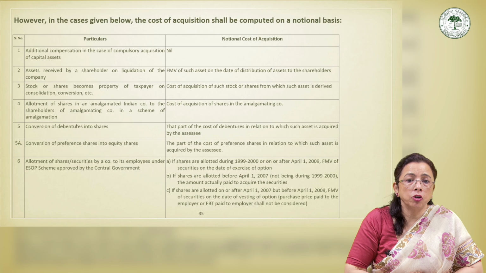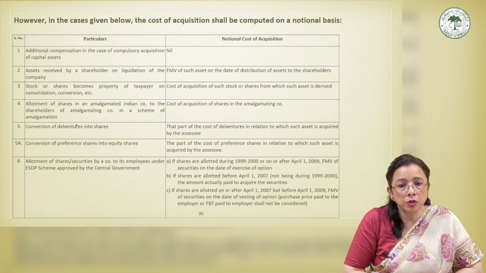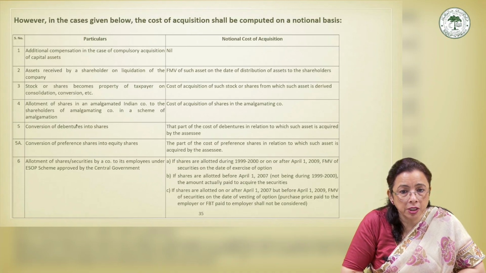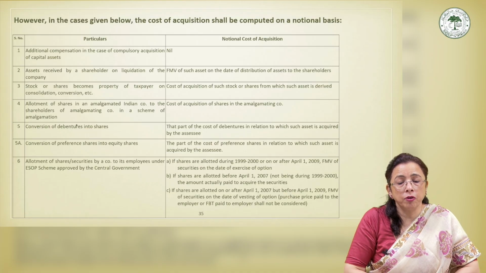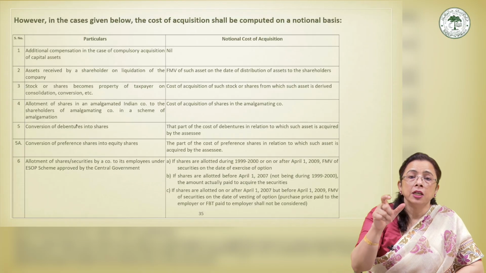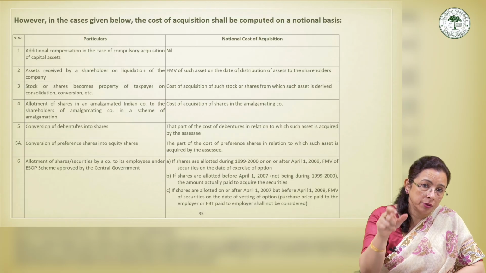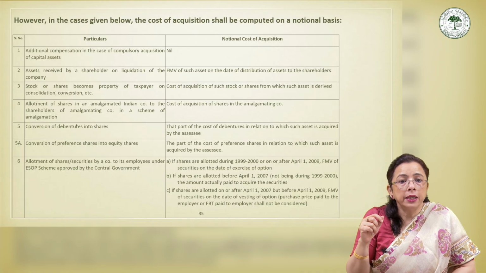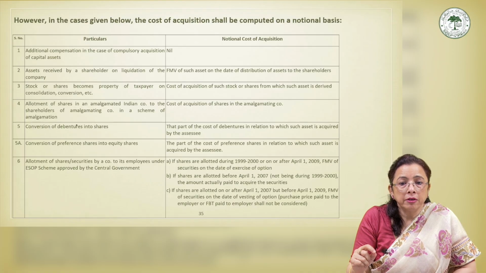Whereas shares allotted on or after 1st April 2007, but before 1st April 2009. So this is a slot of 2 years between 1st April 2007 to 2009. Here the cost of acquisition will be the fair market value of the securities on the date of vesting of the options.